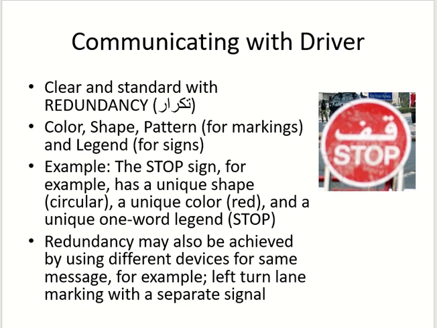Even the shape of the sign is circular. You see the signal light is also circular. So any red circular object means stop, right? So different aspects of the object are conveying the same message.